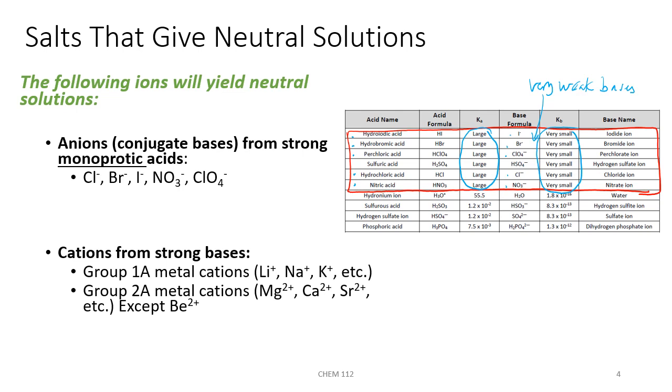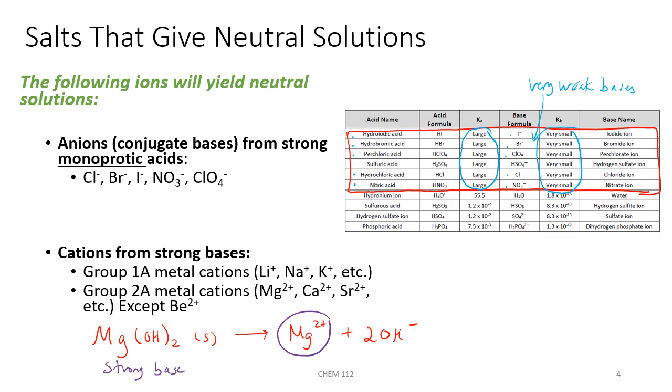And cations from strong bases. So strong bases we learned are group 2A and group 1A metal cations usually. So some examples would be the lithium ion, the sodium ion, potassium ion. From group 2A we could have magnesium 2+, calcium 2+, strontium. So if we had magnesium hydroxide, which is Mg(OH)2, and that breaks up into magnesium 2+ ions plus 2OH-. The magnesium is the cation from that strong base.